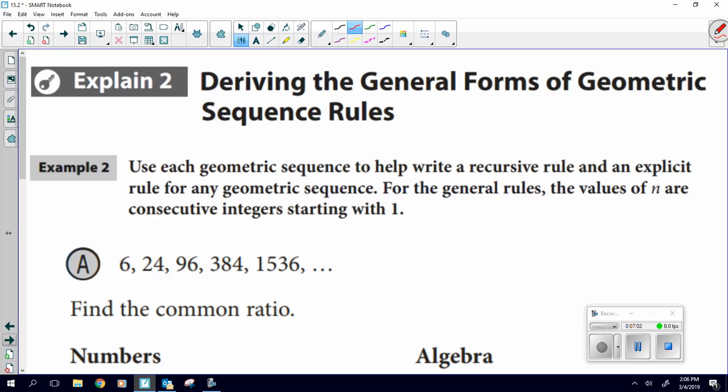All right. Deriving the general forms of geometric sequence rules. Okay, so example 2. Use each geometric sequence to help write a recursive rule and an explicit rule for any geometric sequence. For the general rules, the values of n are consecutive integers starting with 1. And what they're talking about is just the n. So you got 1, 2, 3, 4. Okay, which kind of contradicts what Algebra Nation is doing, where they were starting with 0 for some reason, which I disagreed with. But that's okay. All right.